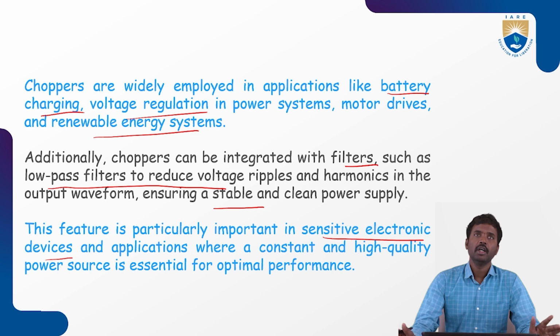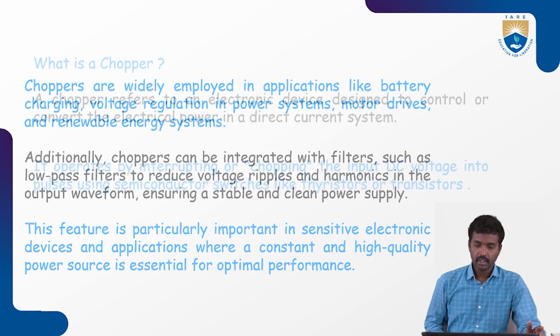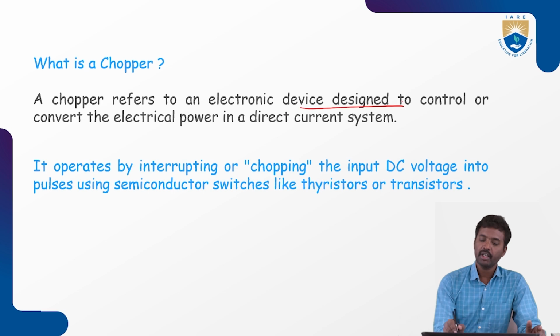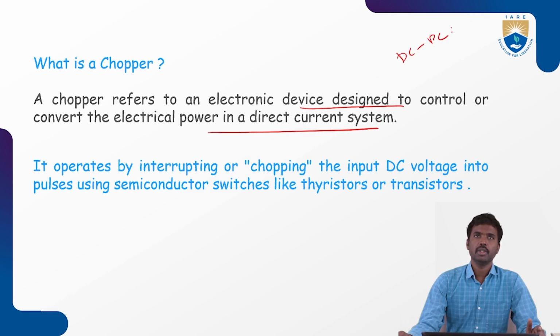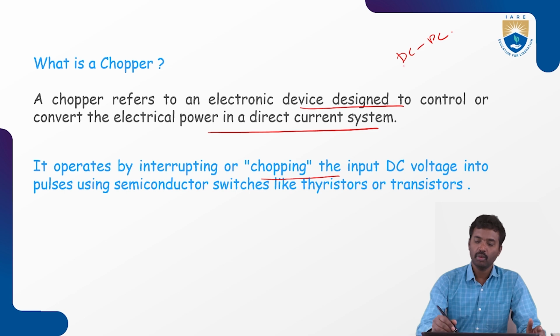A chopper is a DC to DC converter. Now, what is a chopper? It is an electronic device designed to control and convert electric power in direct current systems, that is, from a DC system to a DC system. It operates by interrupting or chopping the input DC voltage into pulses using semiconductor switches.